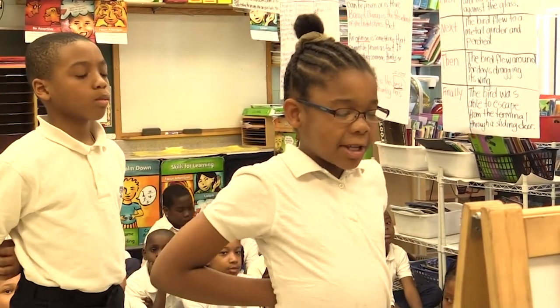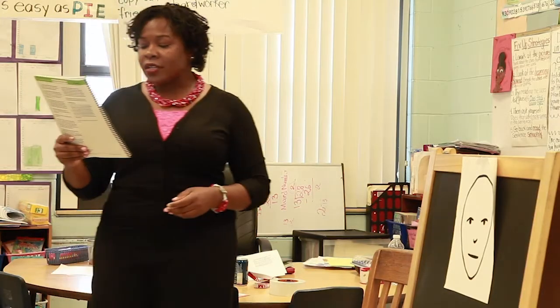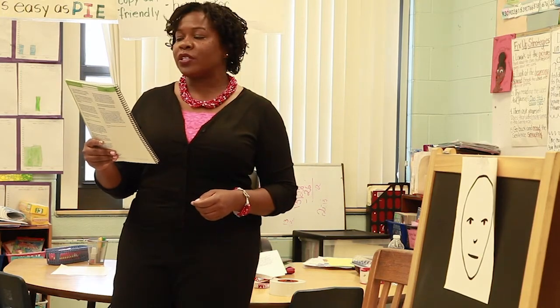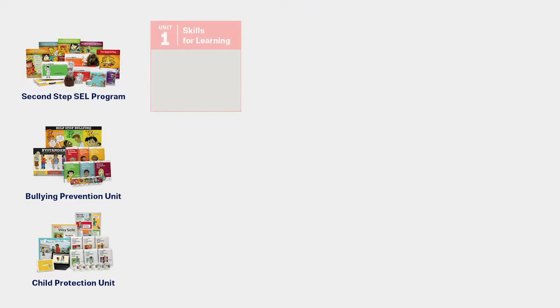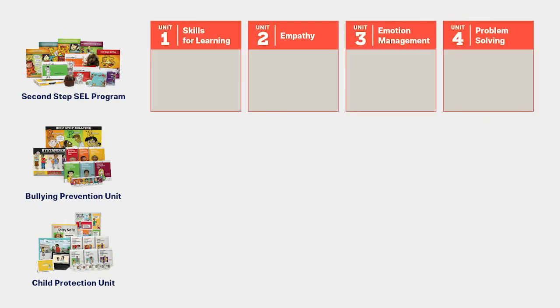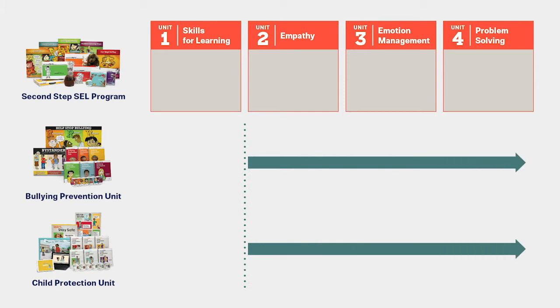Regardless of when you decide to add the BPU and CPU lessons to your Second Step schedule, program implementation guidelines suggest that those units be taught after completing the first core SEL unit of the year, Skills for Learning. That way, students are oriented to program expectations and can better understand how to be successful in the classroom. However, we understand that this needs to be adjusted according to what best fits your lesson planning and schedule.